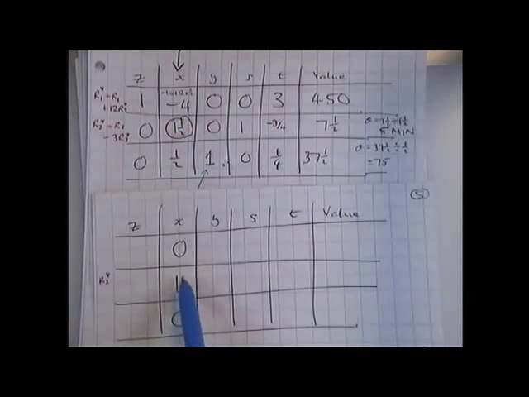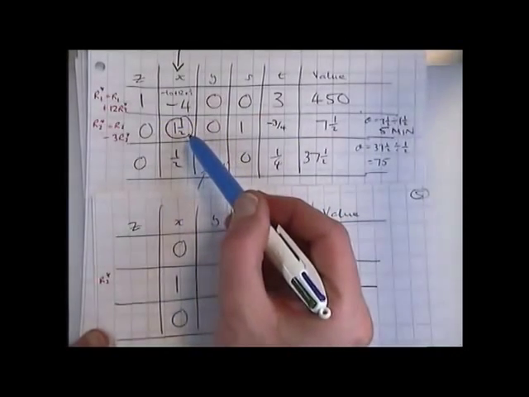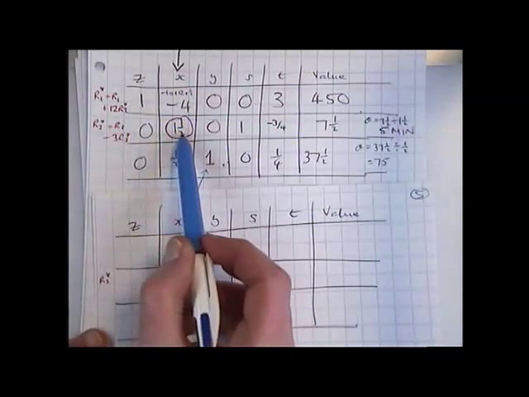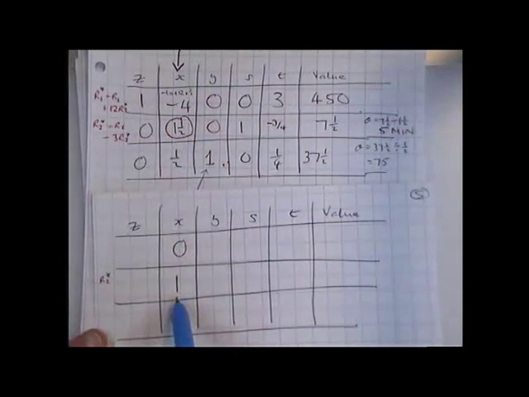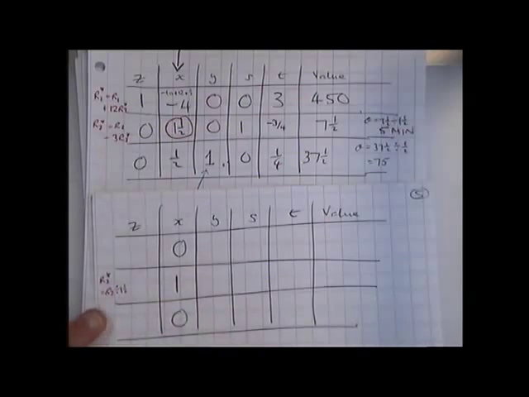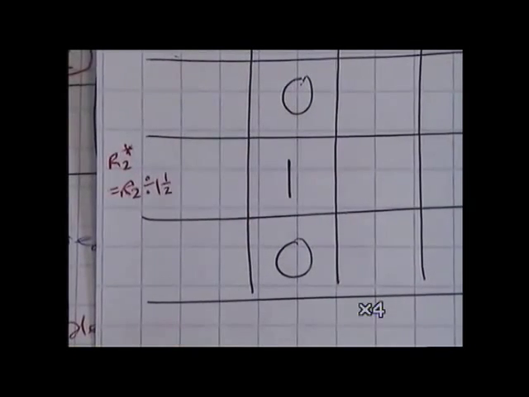My pivot here is my pivotal column sort of thing. It made this 1 here. I've got to work out my new row 2. It was a 1.5. It's now a 1. What did I divide 1.5 by to make it into 1? 1.5. So my new row 2 is equal to my old row 2 divided by 1.5.